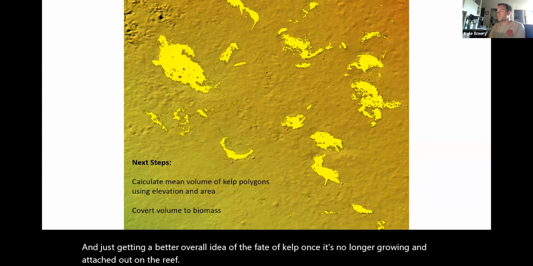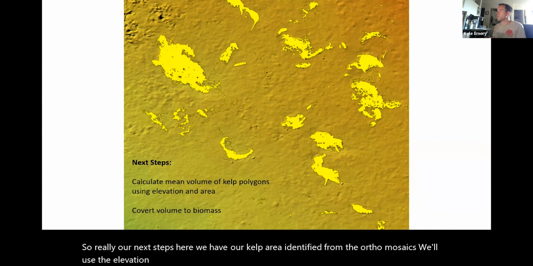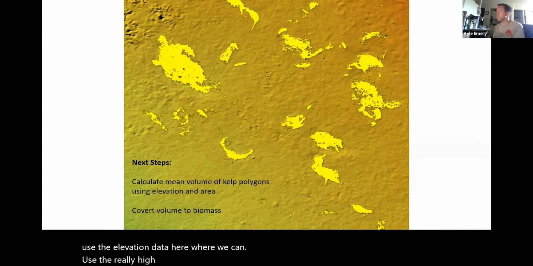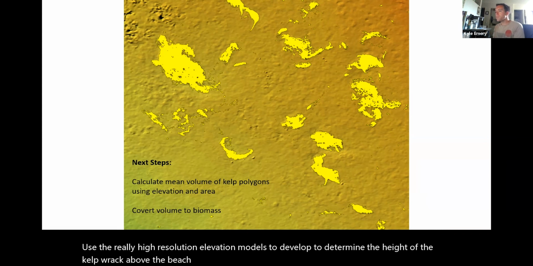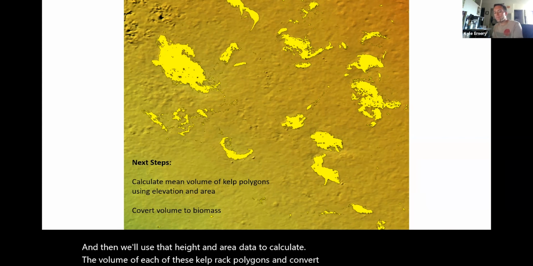So really our next steps here, we have our kelp area identified from the orthomosaics. We'll use the elevation data here, where we can use the really high resolution elevation models to determine the height of the kelp rack above the beach surface. And then we'll use that height and area data to calculate the volume of each of these kelp rack polygons and convert that to biomass.